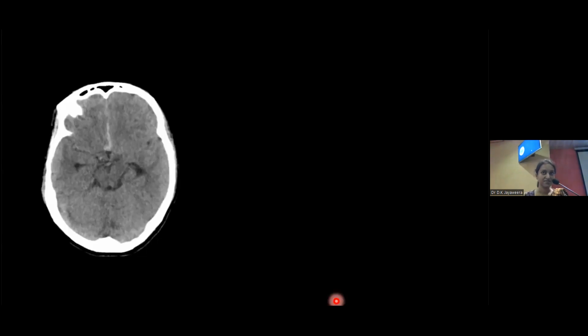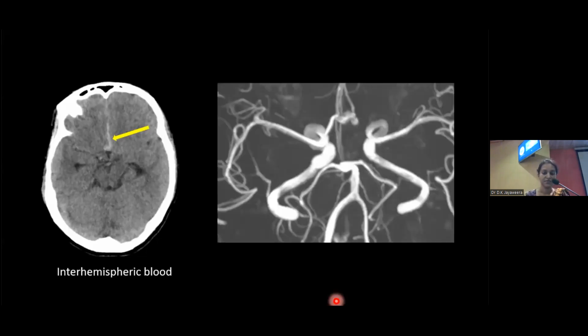This is her CT. Do you see the SAH? I hope you do. It's actually very subtle. There's interhemispheric blood. If you had not taken a proper history in this patient, you might have even missed this. This patient ultimately was found to have a ruptured anterior communicating artery aneurysm.